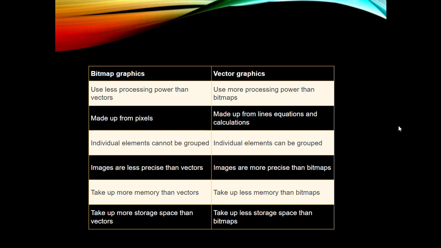Bitmap images are less precise than vectors. When you zoom in, you can see the little pixels and the image can become pixelated, whereas vector graphics are more precise. Bitmap graphics take up more memory than vectors and also take up more storage space than vectors.